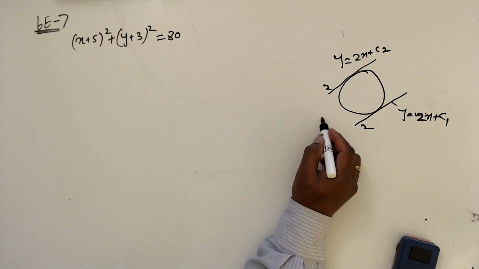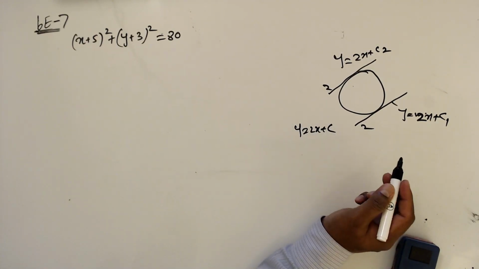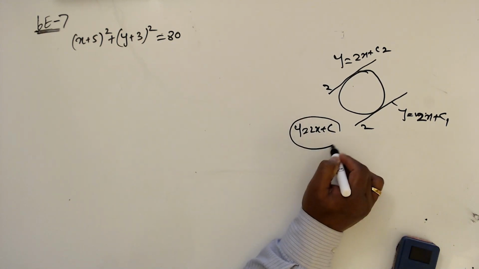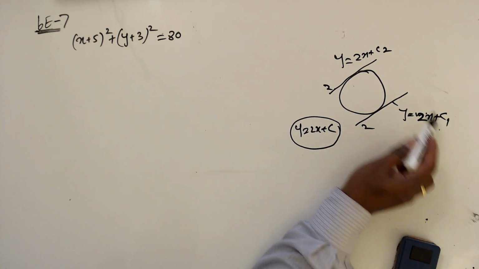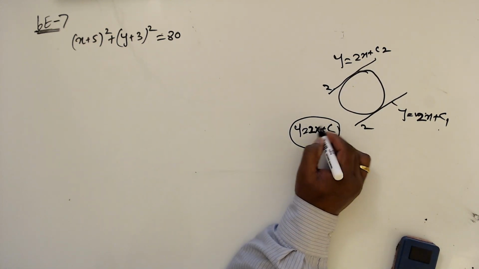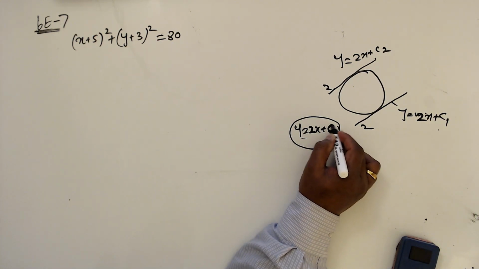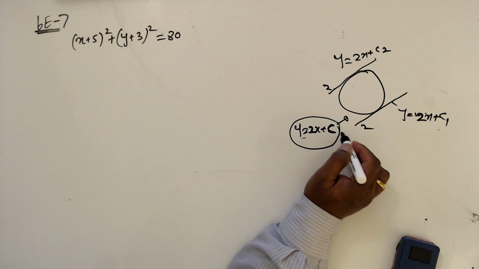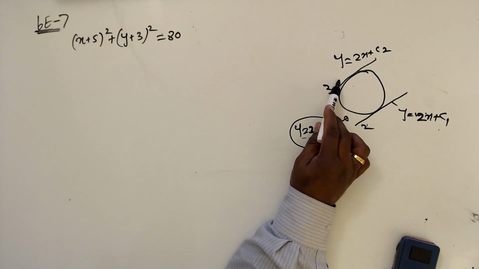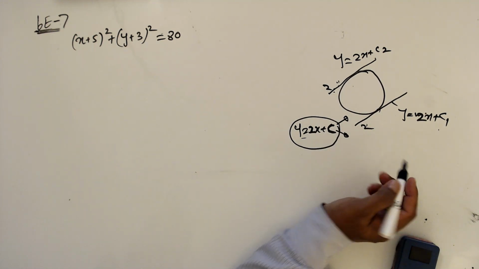In general, if I take y equals 2x plus c, instead of c1 and c2, I take one parallel equation y equals 2x plus c, and I am going to show there are two c values. Then those two values are going to give those two equations.